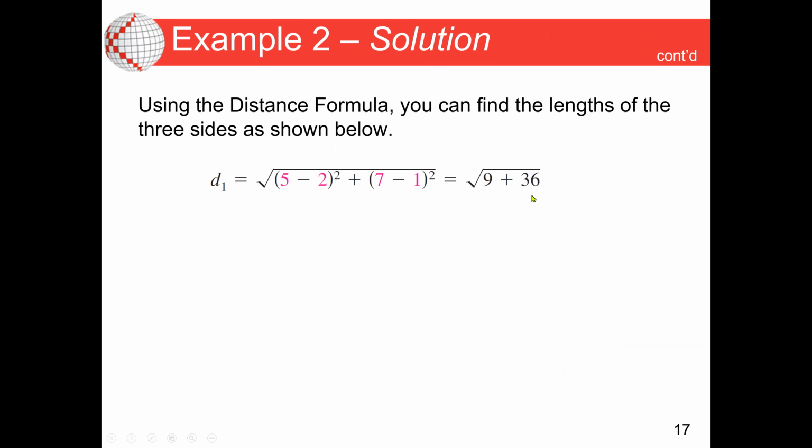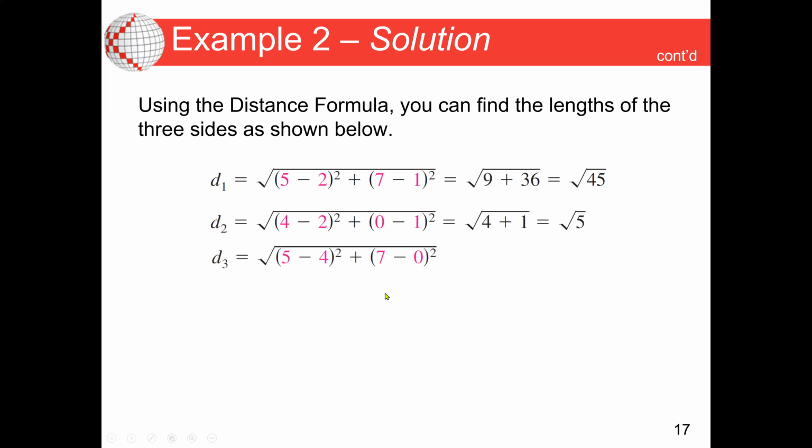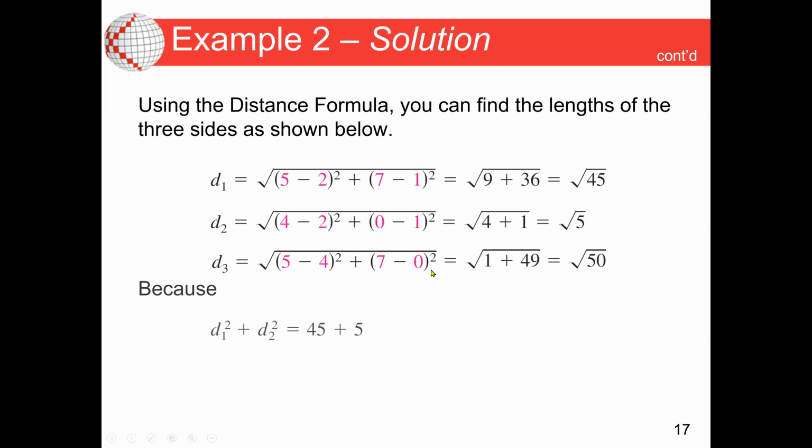So D2 is also the same thing. We use the x values, which are 4 and 0, then the y values 0 and 1. Then the same thing applies to D3. We use those 2 points, so we have 5 and 7, 4 and 0. And that will give us the answer. Now, because D1 squared plus D2 squared equals 45 plus 5, that will give us 50.